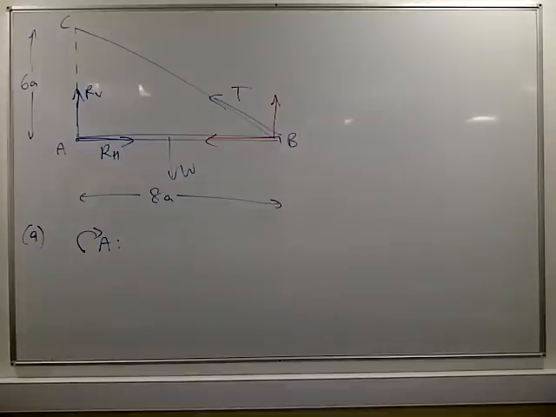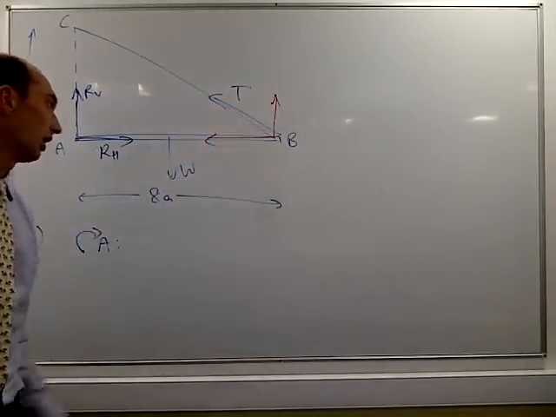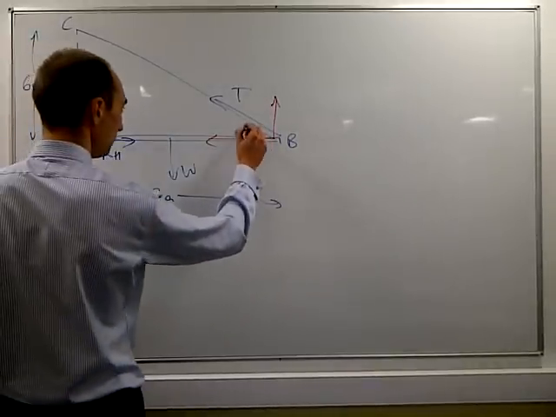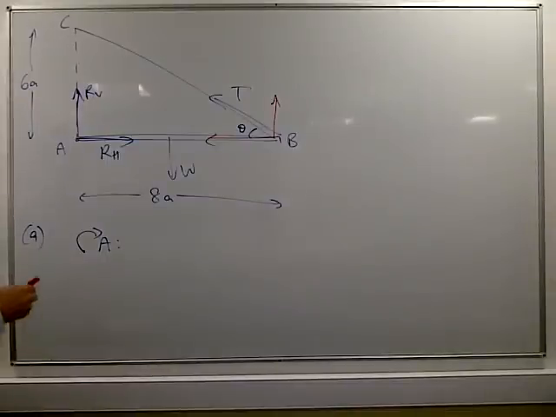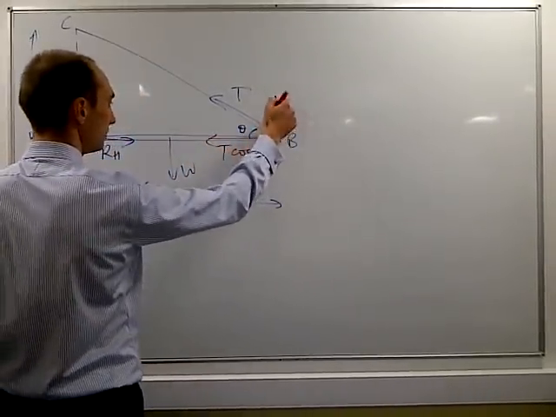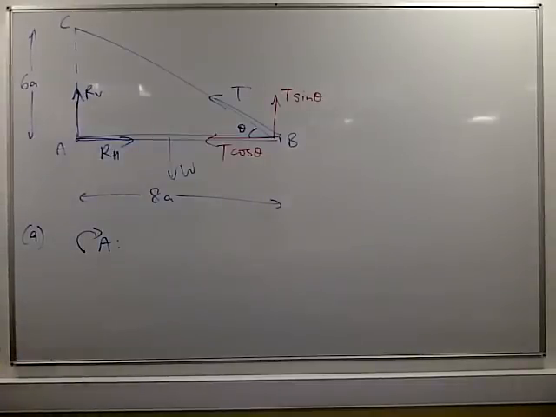So I'm effectively replacing my blue tension force here with two separate red ones. Now then, if this angle here is theta, then this component of the T force is T cos theta, and this component is T sin theta. Now I can predict that it's going to be useful to know what cos theta and sin theta are, so just up here I'm going to work that out.